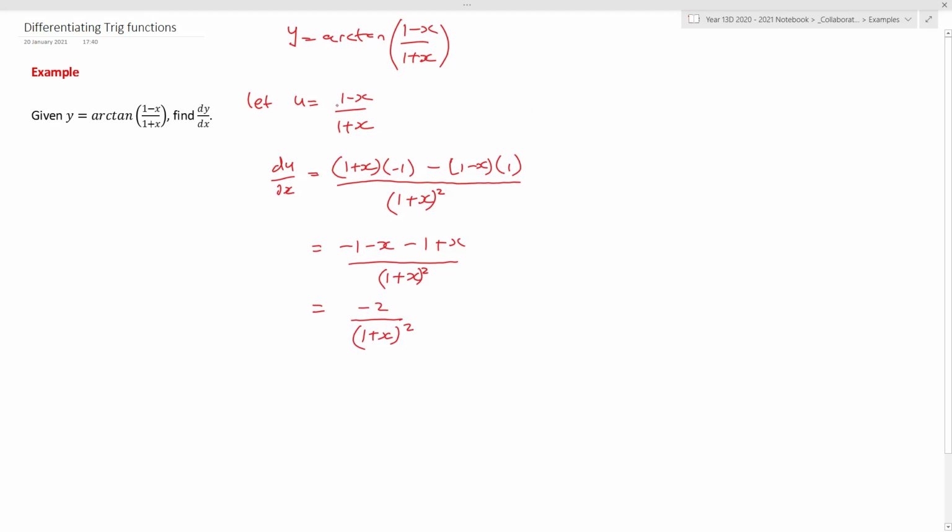But now, if u is equal to that, that means y is going to be equal to arctan u. And if we differentiate that, we've been given some results, so we can do that. It gives us, we can look into our booklet, 1 over 1 plus u squared. Okay, so now using the chain rule, dy over dx is equal to dy over du times du over dx. So if we sub for what we know, this is dy over du, by the way, to clarify.